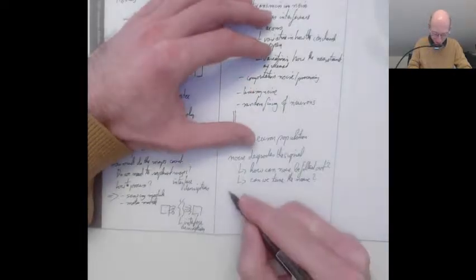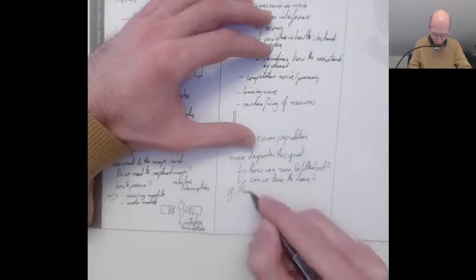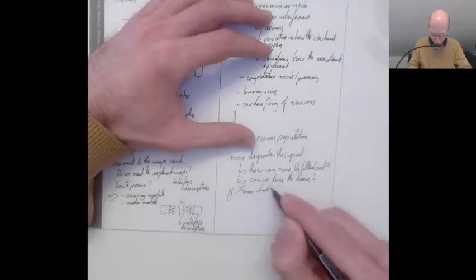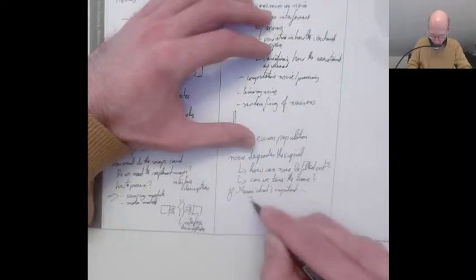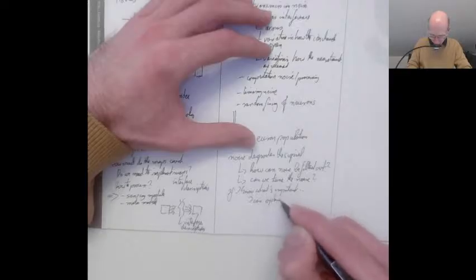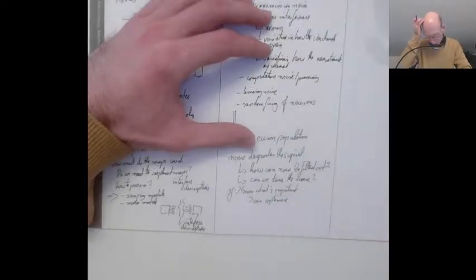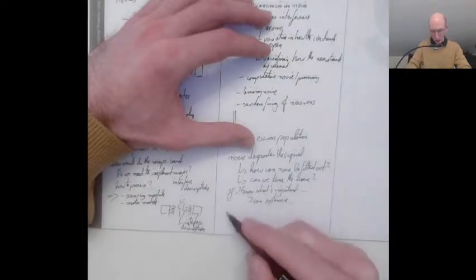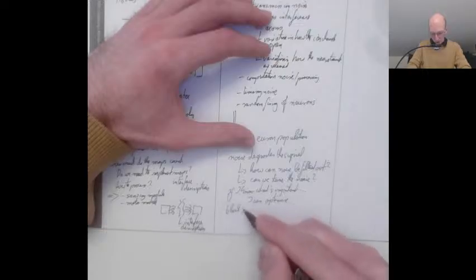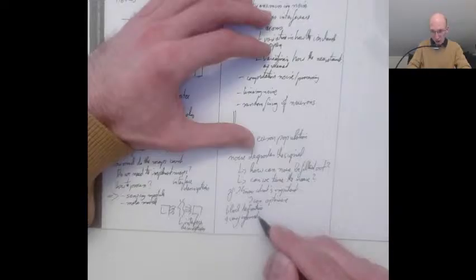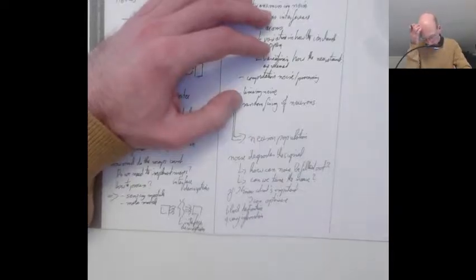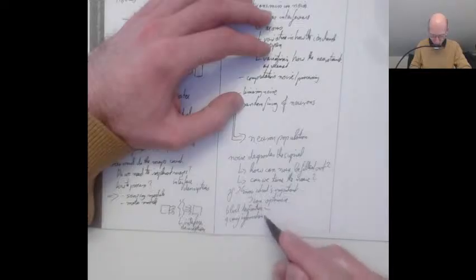And that means if I know what's important, I can optimize. Okay, that's interesting. I can optimize, and that means block distraction or query information. Good. These are the interesting bits.